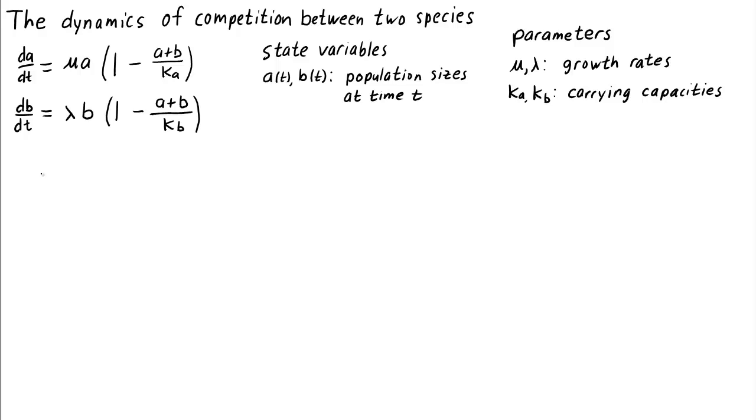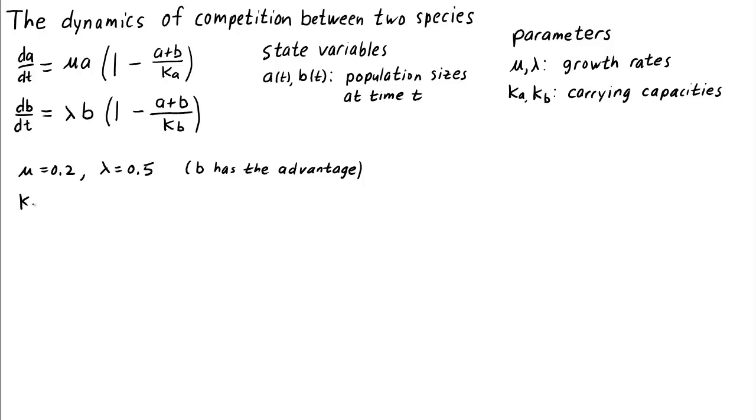To further examine the behavior of our model of competition, let's put in some specific values for the parameters. For the growth rates, let's let mu equal 0.2 and lambda equals 0.5. So in this competition, who seems to have the advantage? As far as the growth rates go, B has the advantage with its faster growth rate. This should help it outcompete A.